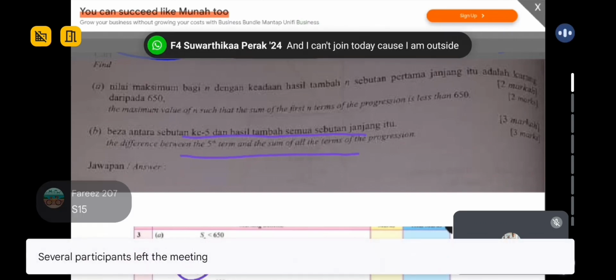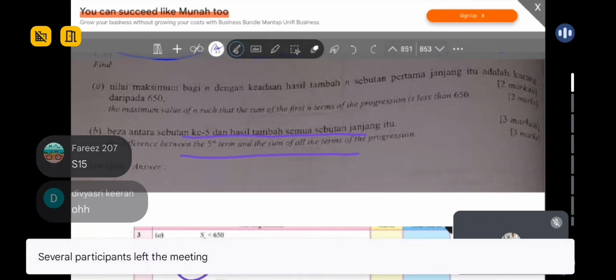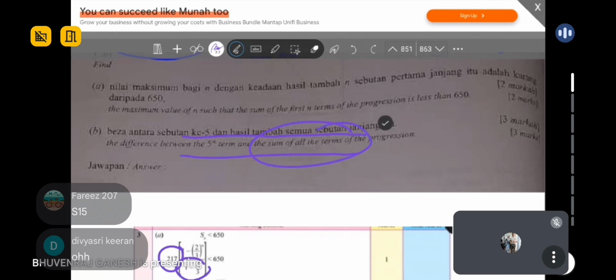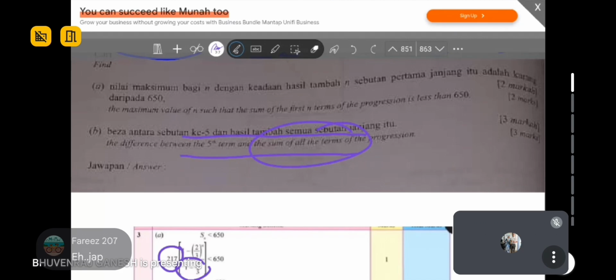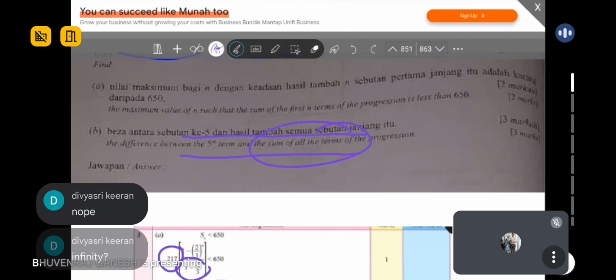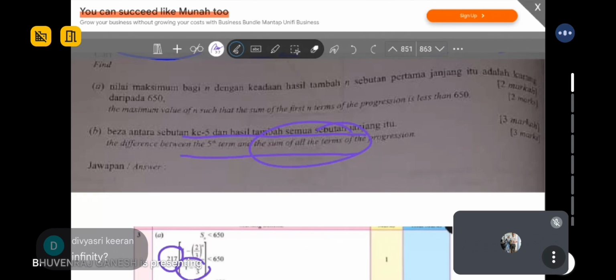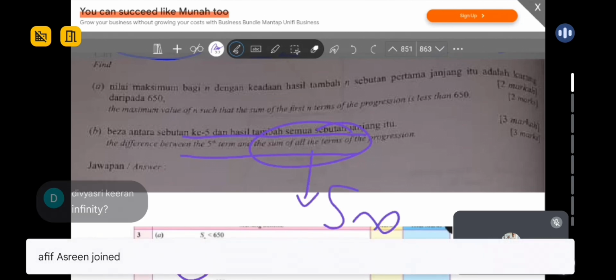Are you sure it's S15? Be careful, guys. They say sum of all the terms. Hasil tambah semua sebutan. So is it S15? Sometimes the wording is very confusing, guys. Kamu kena peka dengan perkataan tu. Yes, you must use S infinity here, guys. Be careful, it's not S15.